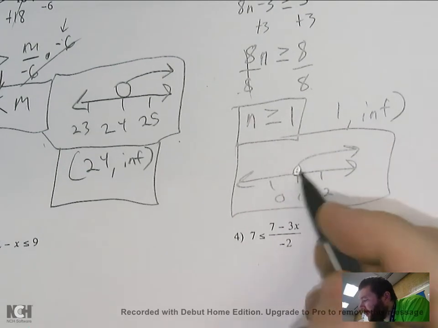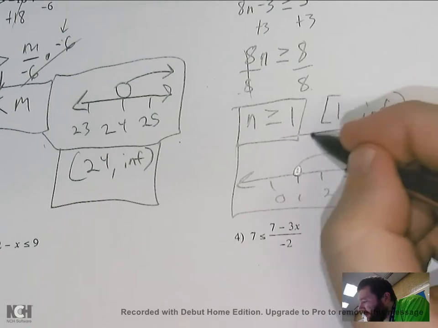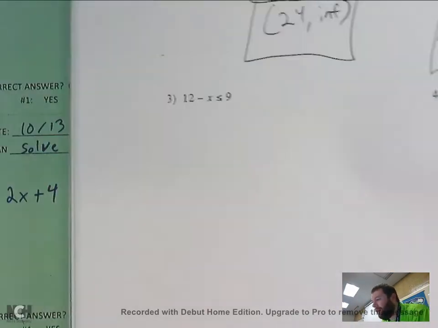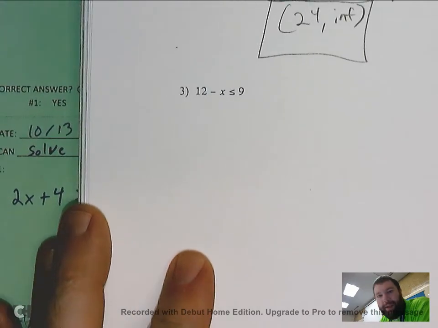Infinity has a parenthesis, the 1 has a closed circle, so it's going to have a bracket. And that would be your 3 answers. Okay, let's look at number 3. So number 3 is a tough one.